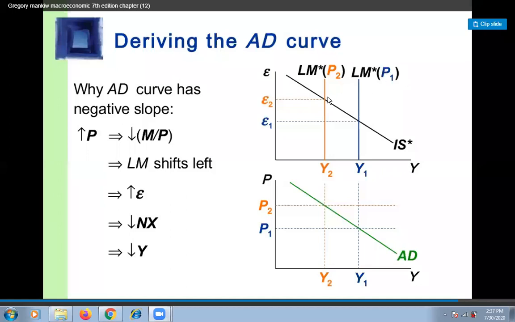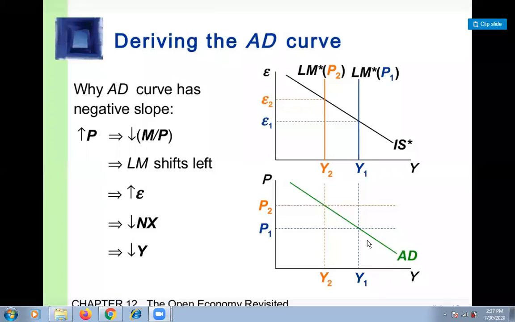So as the price level increases, LM shifts left, we reach a new equilibrium point, and the real exchange rate increases. As the real exchange rate increases, net export decreases. As net export decreases, the income level decreases. And we reach a new point at this point. As we join these 2 points, we derive aggregate demand. Okay. This is a simple explanation of the derivation of the aggregate demand curve.